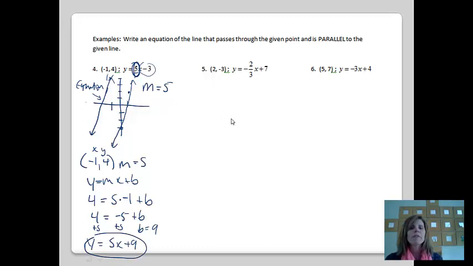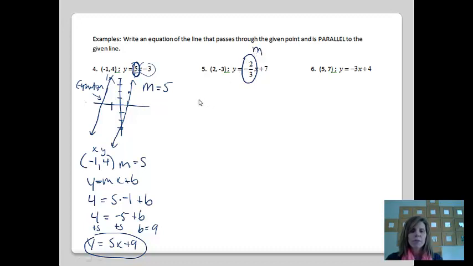All right, number 5. This time our new line is going to go through the point 2, negative 3, and it's going to be parallel to y equals negative 2/3 x plus 7. This time I'm not going to draw the picture. We'll just hop right into what we're doing. Okay, so we know if my line is parallel to y equals negative 2/3 x plus 7, it is going to have the same slope. So I'm going to circle what's in front of the x. We know that that's our slope.